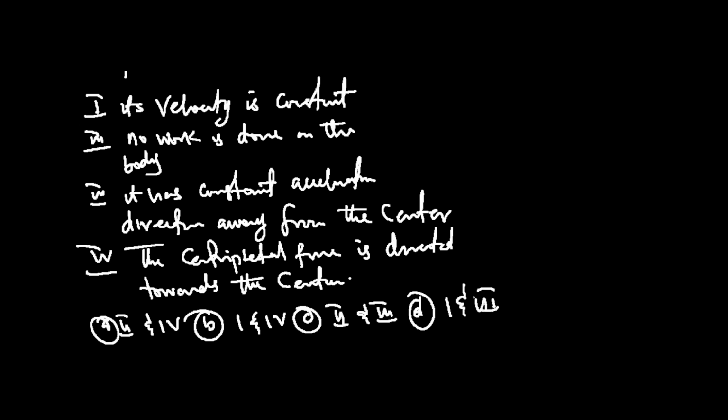So, which one do you think is correct? A, that's Roman figure 2 and 4. So, you see, the velocity is constant? It is speed that is constant, not velocity. No work is done on the body. Yes, that's true. It has constant acceleration directed away from the center? No, it has a constant acceleration directed towards the center. It's not away from the center. The centripetal force is directed towards the center. So that's what makes A correct.